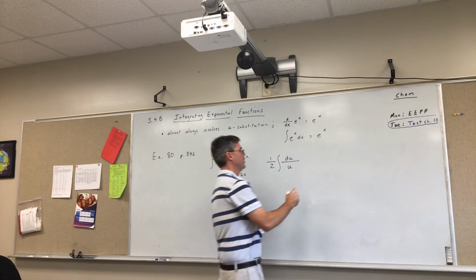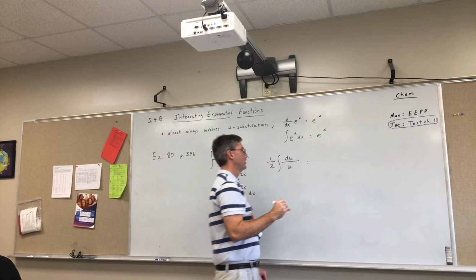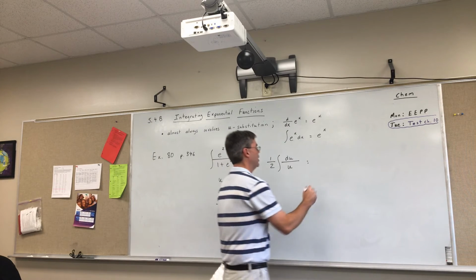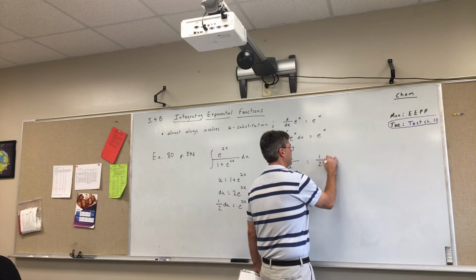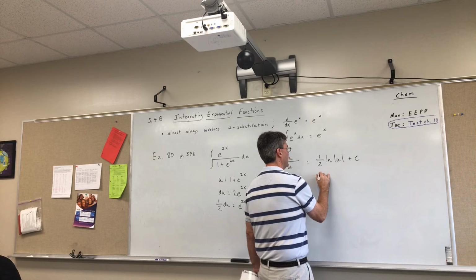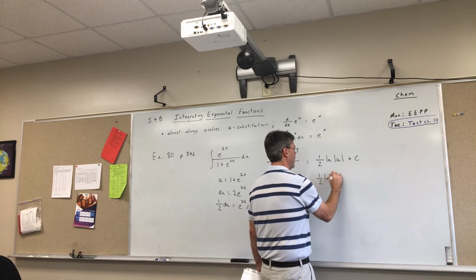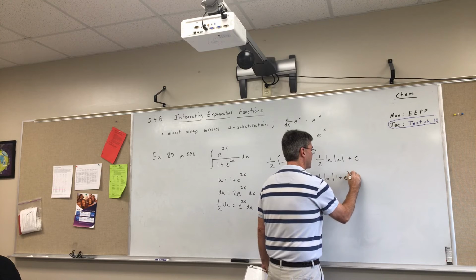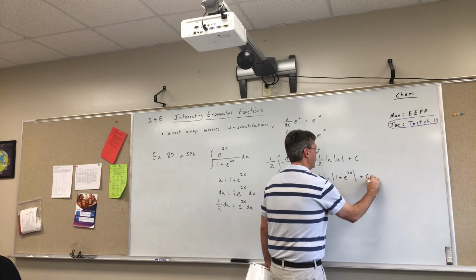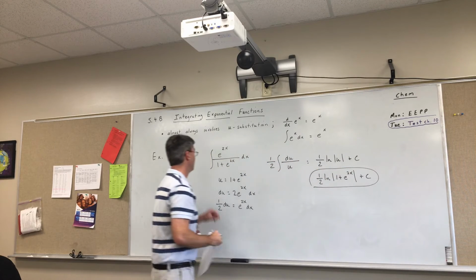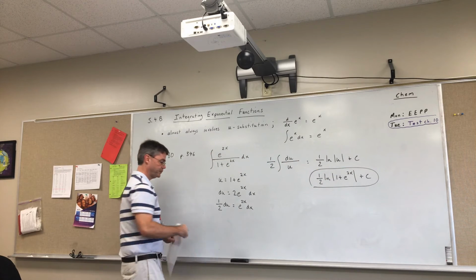Now this is, of course you'll remember from earlier, section 5.2, this is going to be natural log. So this will be 1/2 times the natural log of the absolute value of u plus c. So that's 1/2 times the natural log of the absolute value of 1 plus e to the 2x plus c. You take the derivative of that, and you would end up right back here.